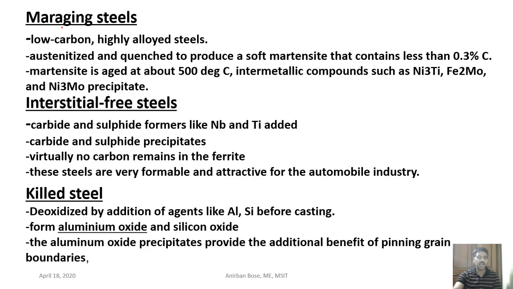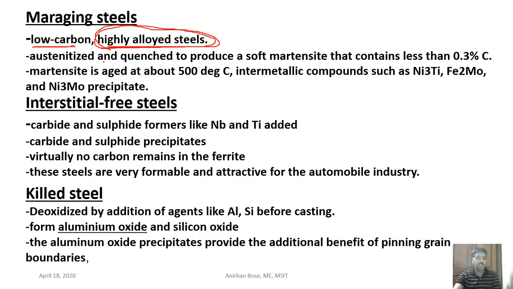Now coming to another few important grades of steel, like maraging steel. The maraging steel is a low carbon, high alloyed steel. Okay, remember it is high alloyed steel, so it is not under low alloy steel. Though we are discussing it under low alloy steel, it is basically the high alloyed steel. That is a portion you have to remember. Maraging steel is a highly alloyed steel, but it is a low carbon steel.